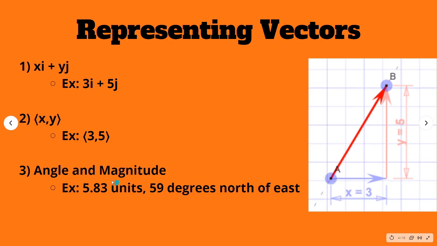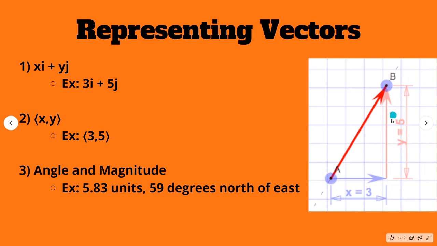x over 5.83. And so you can solve for x by simply doing cosine of 59 degrees times 5.83, and that'll give you the x component. So in this case, it'll be 3.